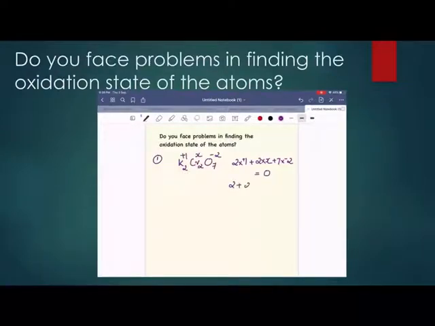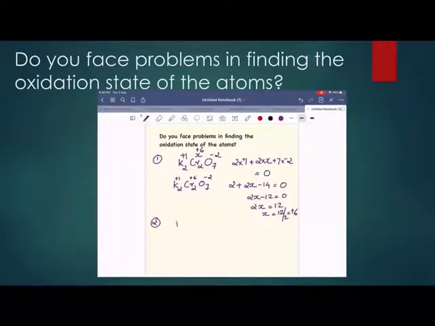So 2 plus 2x minus 14 equals 0. 2x minus 12 equals 0. 2x equals 12. x equals 12 by 2, which is +6. So here the oxidation state of chromium is +6. So we can write the oxidation state of all the atoms in potassium dichromate: K2 +1, Cr2 +6, O7 -2. If you want to check whether you have done it the right way, just add all the oxidation states of all the atoms, and you should get the value as 0.